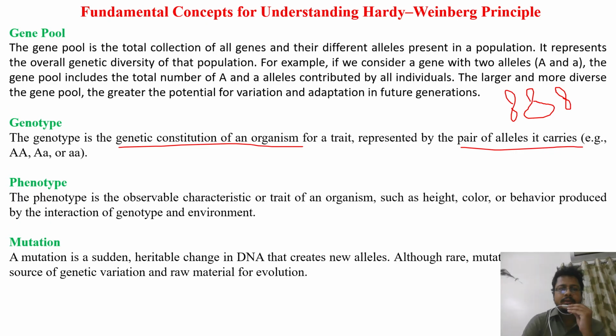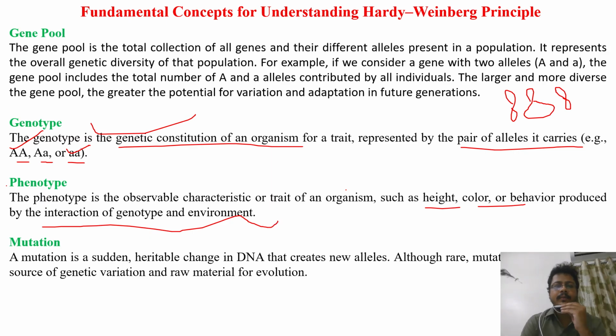it carries. Whether it is capital A or small a, these are homozygous. These both are the homozygous and this is the heterozygous. The phenotype is observable. What is the difference between the phenotype and genotype? Genotype is the genetic constitution of an organism, but phenotype is the observable characteristic of a trait in an organism, such as height, color, behavior, which we can observe directly, and these are produced by the interaction of the genotype and environment.